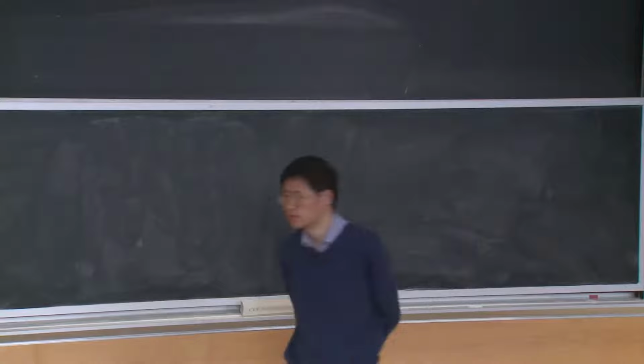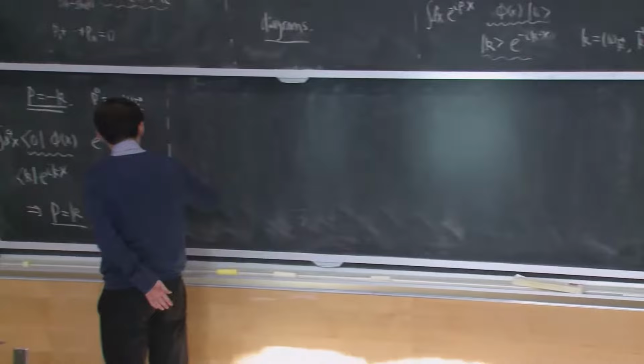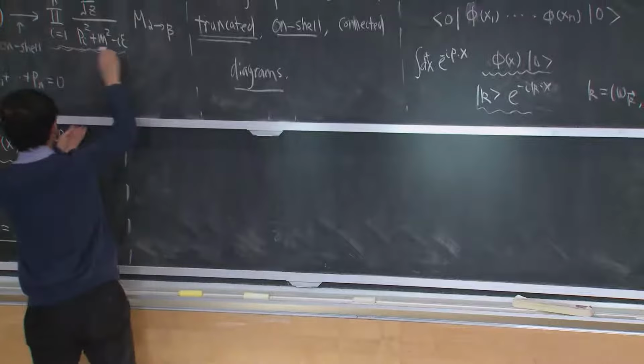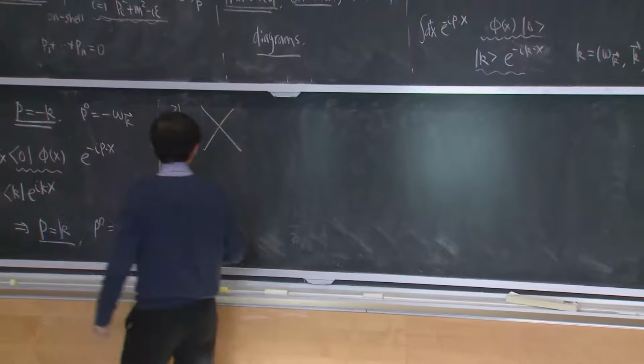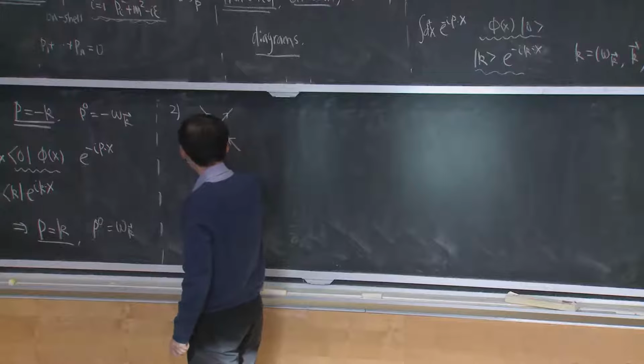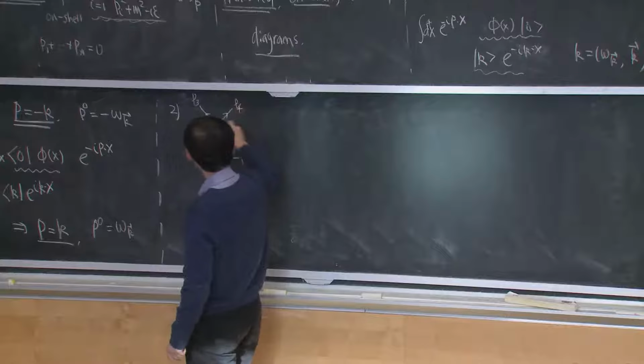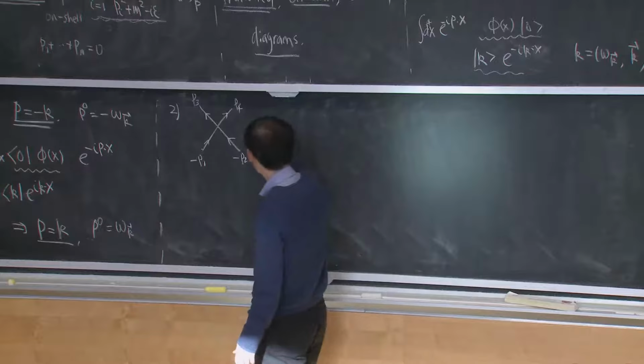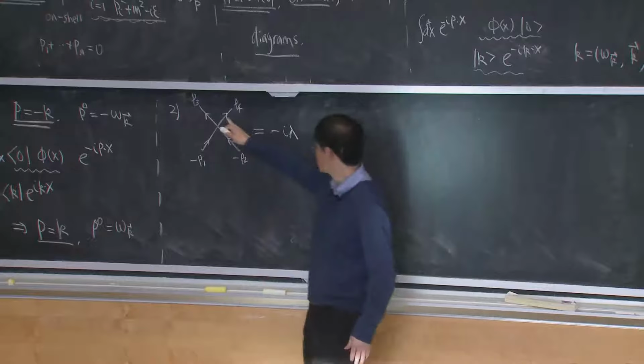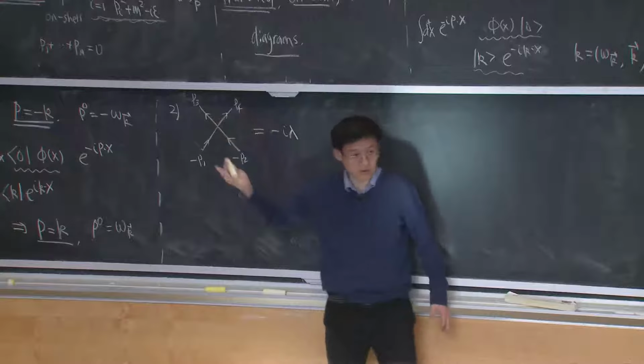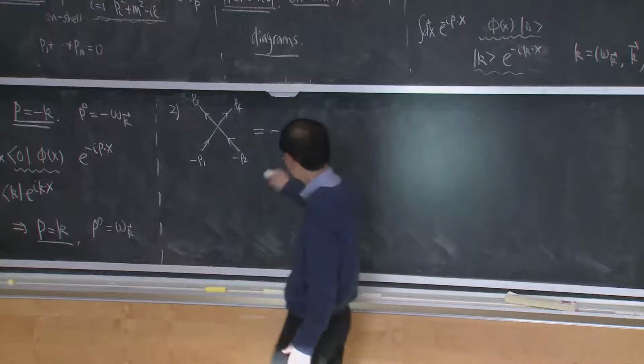The second comment is that from here we need to truncate the external propagator. We mentioned that if you have a diagram like this, say minus p1, minus p2 to p3, p4, then the scattering amplitude is just given by minus i lambda, because you need to throw away all the external propagators. You don't have to worry about them. You have to truncate all the external propagators. So that means you also throw away diagrams like this.